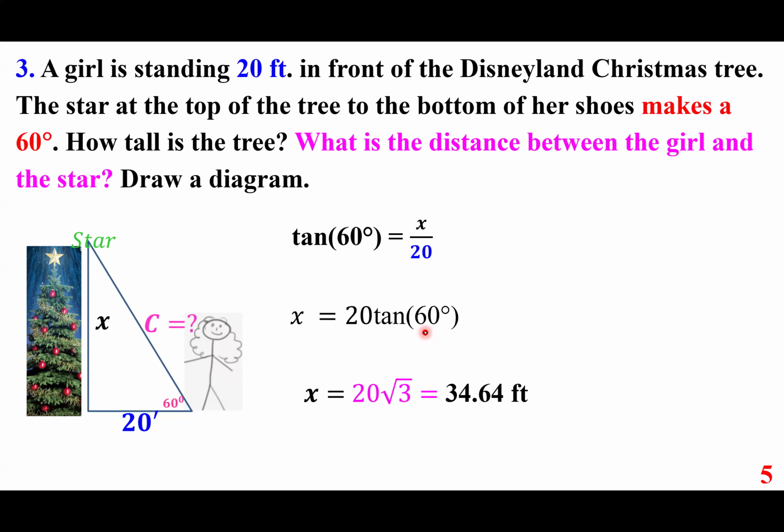A squared plus b squared equals c squared. So 20 squared plus x squared, which is this number squared, is c squared. You put it into a calculator, you get almost 1600. C is the square root of that, which is almost 40 feet.